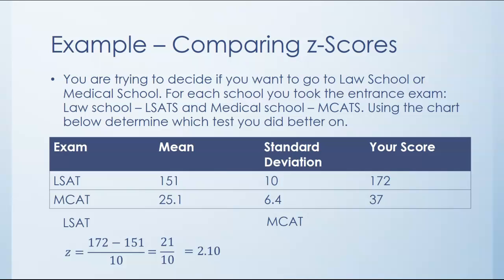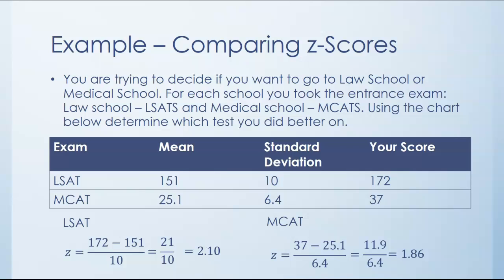All right, let's do the same thing for the MCAT. On the MCAT, the mean is 25.1, the standard deviation is 6.4, and we scored a 37. We do our score minus the mean divided by the standard deviation. So we've got 37 minus 25.1, which is 11.9, divided by 6.4, and that is a 1.86. So still pretty good, right? You're almost 2 standard deviations above the mean.